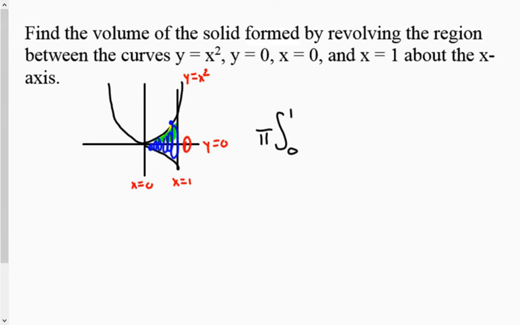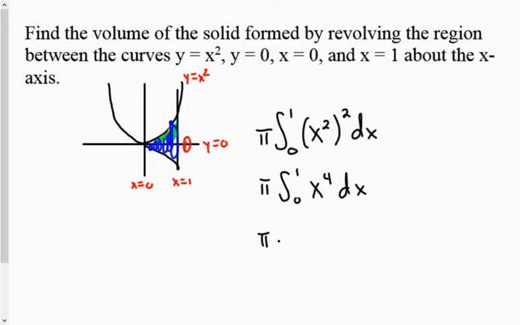So the radius of one of these circles is just from here to here. So it's whatever y is right here, which is x squared, to y equals 0. So the radius of my circles is just x squared. And the area of a circle is pi times the radius squared. So I'm going to do x squared squared and integrate it with respect to x. So I'm going to get pi times the integral from 0 to 1 of x to the 4th. Integrate that, and I get 1/5 x to the 5th, and I do it from 0 to 1.